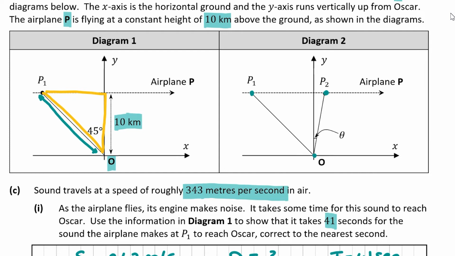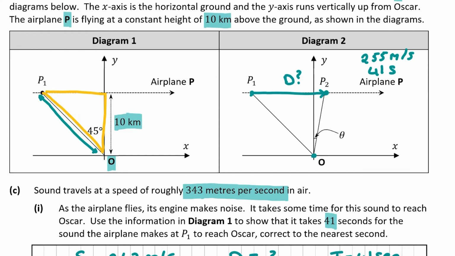We know the speed that the plane is traveling at. The plane is traveling at 255 meters per second. And we know that the time it takes to get from here to here is 41 seconds, because it's the same time that it takes the sound here to travel to Oscar. So we know it's 41 seconds. So we can work out the distance here, and then let's use that to find the angle theta.